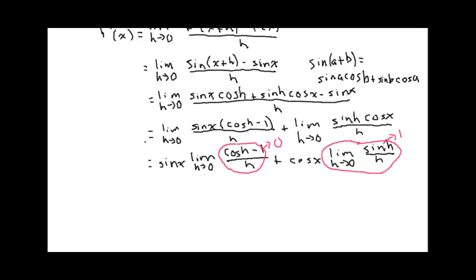Not obvious, so that's not obvious. Just looking at it, you would not see that. But if you do the table, you would notice that that's the number that limit's approaching. So right here we end up with sin x times 0 plus cos x times 1, which works out to just cos x. So that's the derivative. So the derivative of sine turns out to be just cos x.